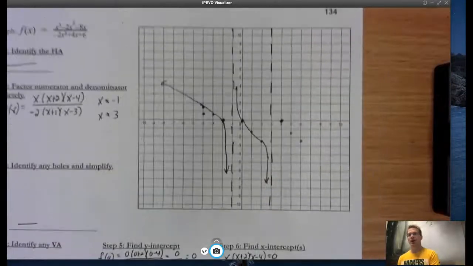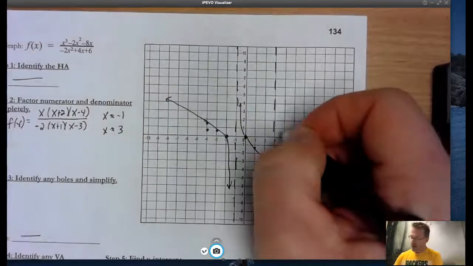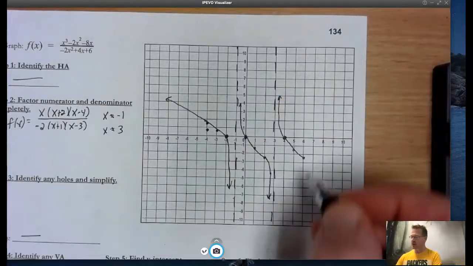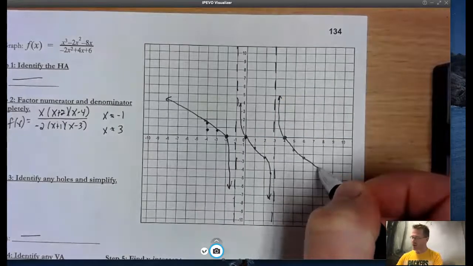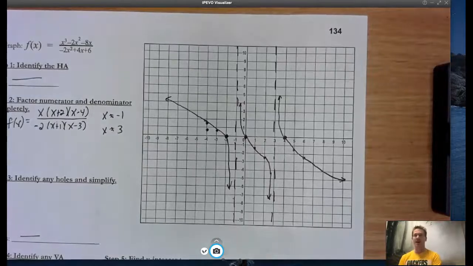Now, once again, when we look at what's happening, it's going through these points. It hits this point, and it's going to just keep going right up that vertical asymptote, and then once again, we get a little bit of a bend here, and it's going to keep going in that direction. Once again, no horizontal asymptote.